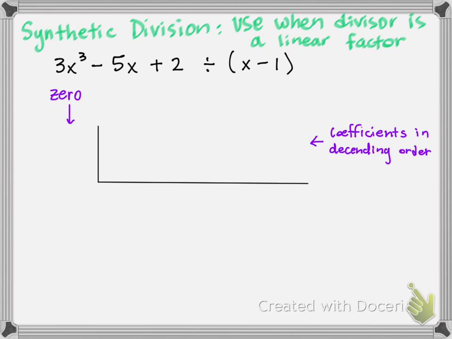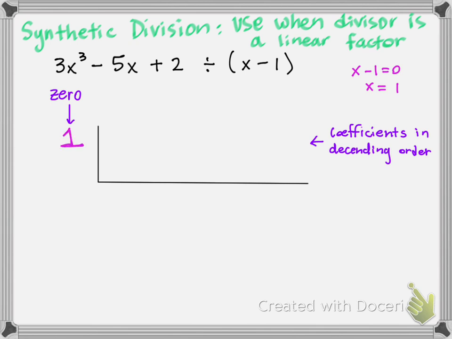In terms of this example, we have 3x cubed minus 5x plus 2 divided by x minus 1. So we're going to set up our situation. We have our linear factors, so I'm going to say x minus 1 equals 0. To find the 0, you get x is 1, so we know that 1 goes out here on the outside.